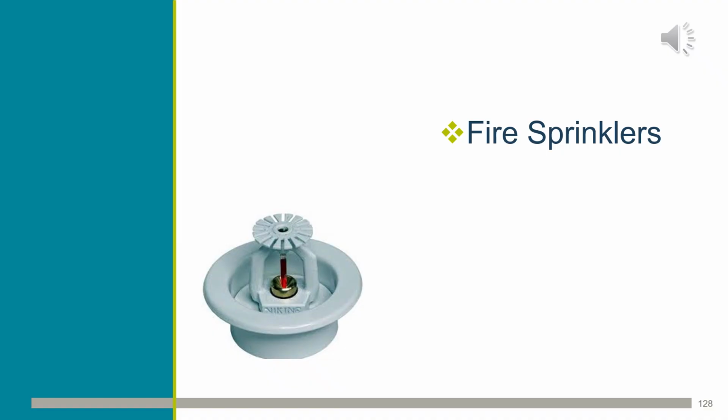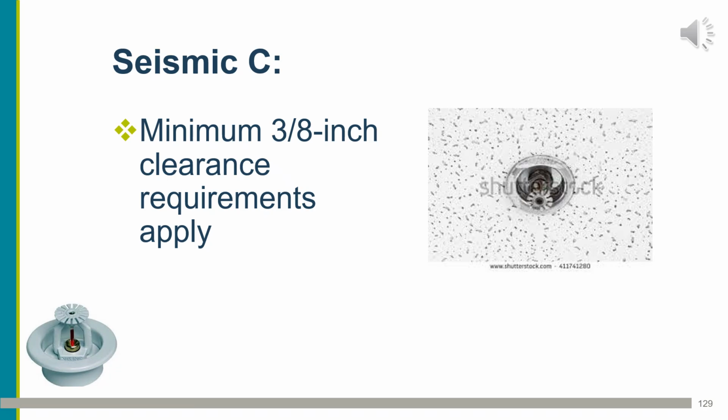We also must consider fire sprinkler systems in these drop ceilings. For seismic C, the minimum 3/8" clearance is required where these sprinkler heads come down through the ceiling grid.